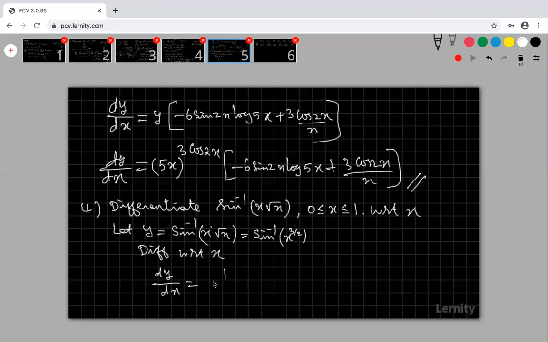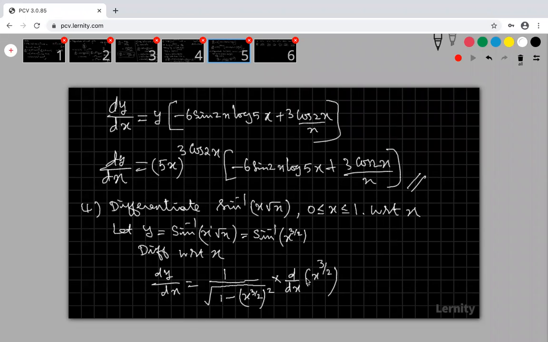Now differentiate 1 by root over 1 minus x square. But instead of x, I am getting x power 3 by 2. This is my actually x square. But I have to differentiate this function also again. Function of function, chain rule. D by dx of this x power 3 by 2. Are you clear? Do you understand? My sine inverse is 1 by root over 1 minus x square. In place of x, x power 3 by 2 is there. Therefore, x power 3 by 2 the whole square. And now differentiate that x power 3 by 2 also. That is a chain rule.